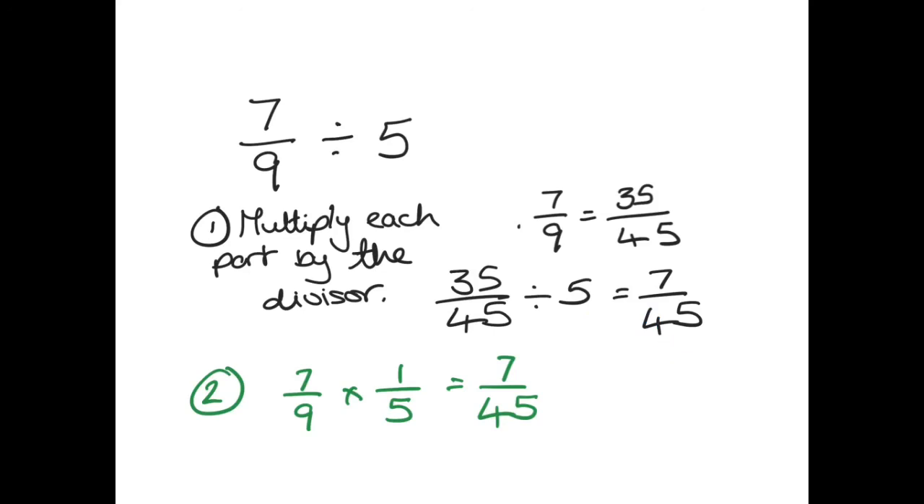Or the second method, dividing by 5 is the same as finding 1/5. There is no opportunity to cancel down here. None of these numbers have common factors. So 7 multiplied by 1 is 7. 9 multiplied by 5 is 45. Again, this answer cannot be simplified. It's already in its simplest terms.